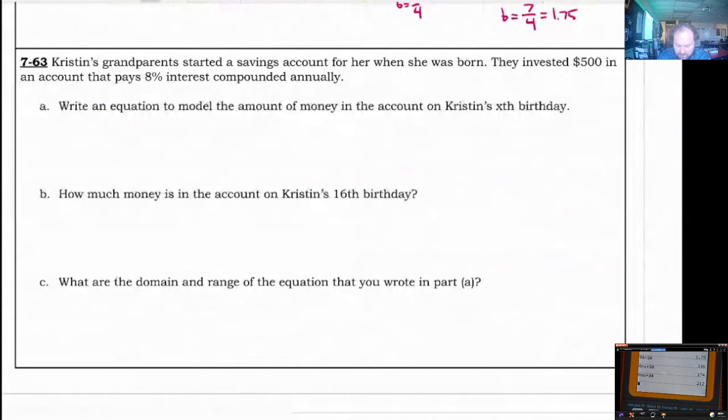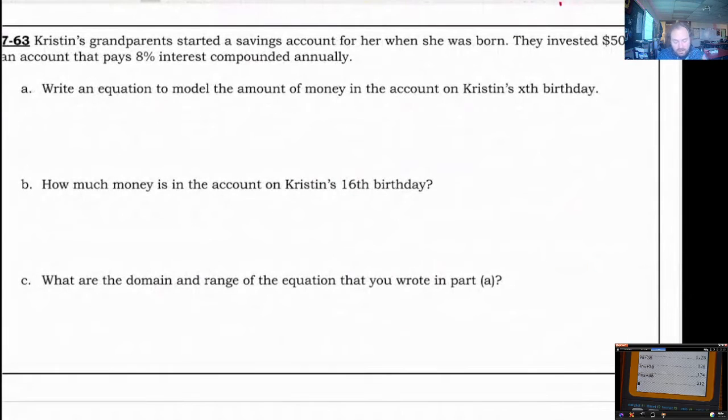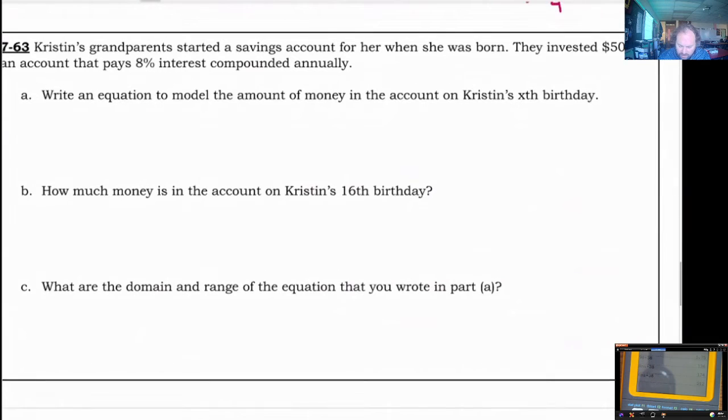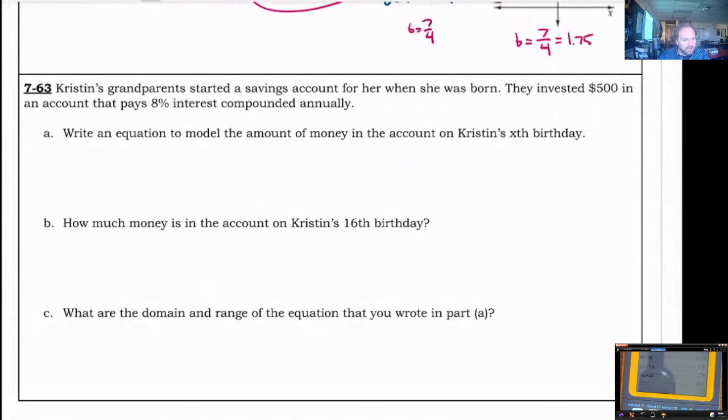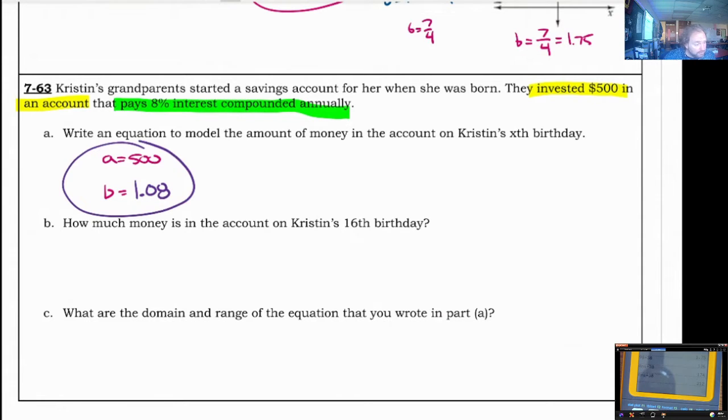Okay, question 763. Kristen's grandparents started a savings account for her when she was born. They invested $500 in an account that pays 8% interest compounded annually. Okay, so we've done a lot of this in the early parts of Chapter 7, but we did a little NWEA break, so I'll remind you how to do this. They invested $500 in the account. That's going to be your a in this problem, the starting value. The b is the 8% interest that they're going to be growing by. Now, because it's growing by 8% interest, we're going to use 1.08 for the multiplier. So putting it together, the equation is going to be 500 times 1.08 to the x power.